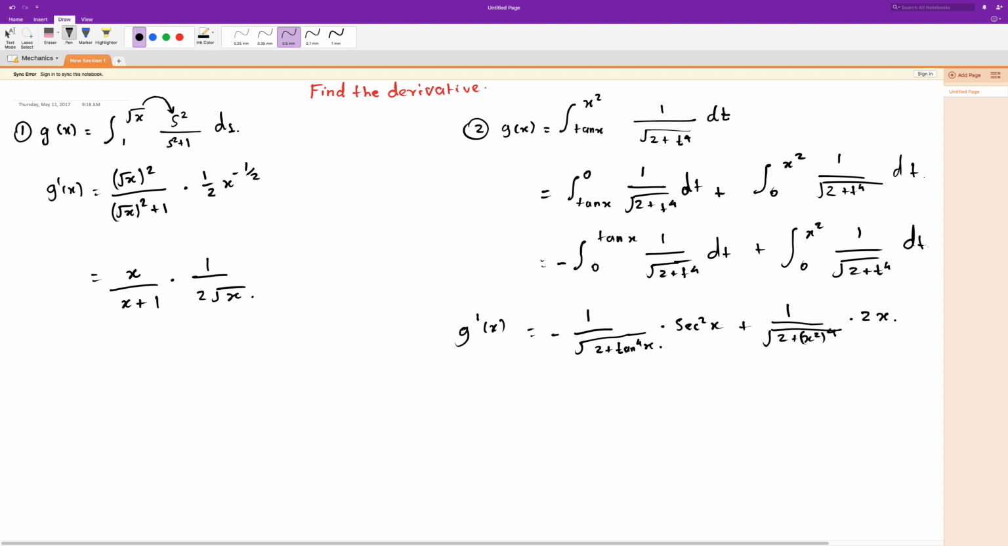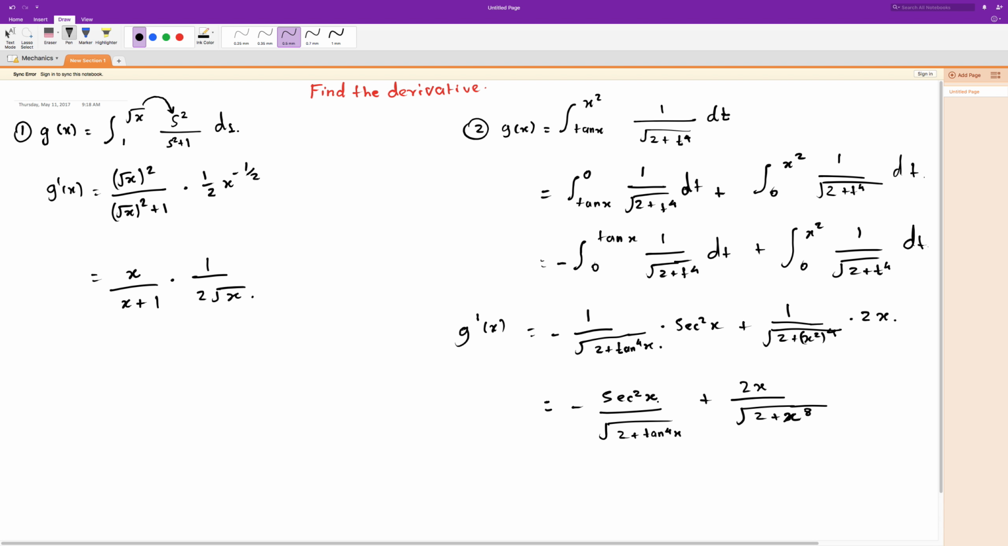So we multiply this one by 2x, and then the final answer comes out to be minus sec squared x over square root of 2 plus tan to the power of 4 x, plus 2x over square root of 2 plus x to the power 8, and that's the final answer. And that's how it's done.